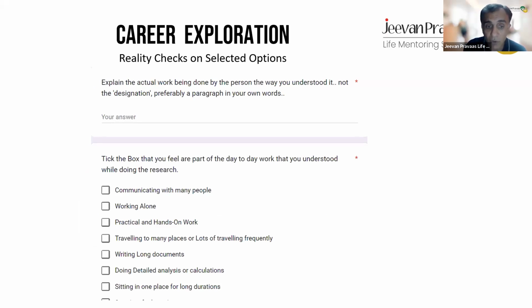Tick the box. So we have put some 40 checkoff lists there. Communicating with many people, working alone, practical hands-on. You put the tick box there so you have an understanding, okay, when I'm getting into this work, I'm going to be working for the next 40 years. I'm going to be working for 12 to 18 hours a day, thinking about that work. I should be very clear that this is the kind of work I'm doing. So you tick box that.